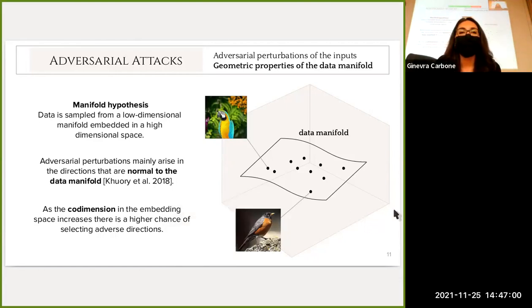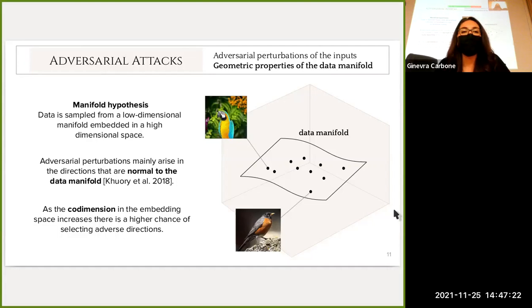So from a geometrical point of view, we know that we can rely on the manifold hypothesis. So it states that our data is always sampled from a low-dimensional manifold, which is embedded in a high-dimensional space. Now, let me explain what this means.